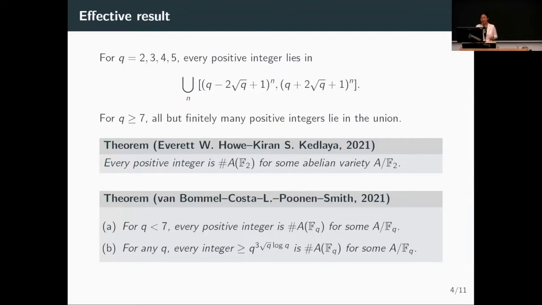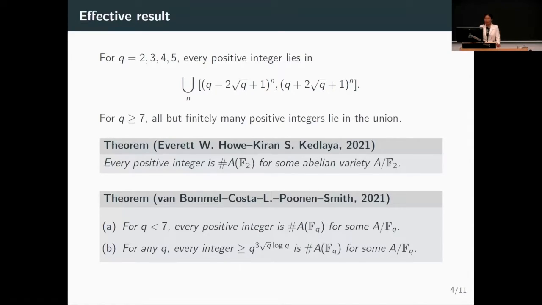And also, for any given q, every integer that's at least q to the 3 times square root of q log q is the order of an abelian variety over that field. This bound is optimal except for the constant 3, which we didn't try very hard to optimize, but this order is optimal. And this is a corollary really to our main theorem, but we made it effective.